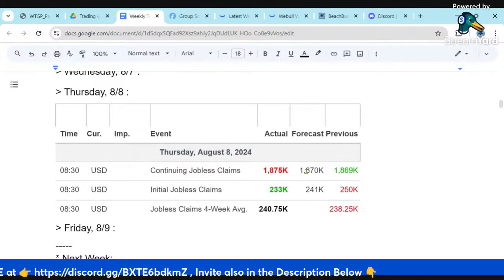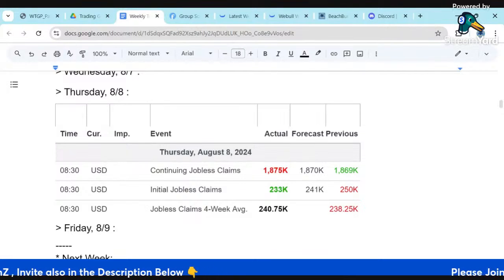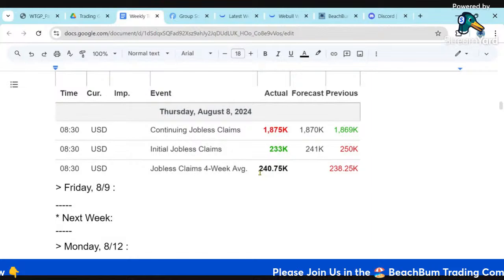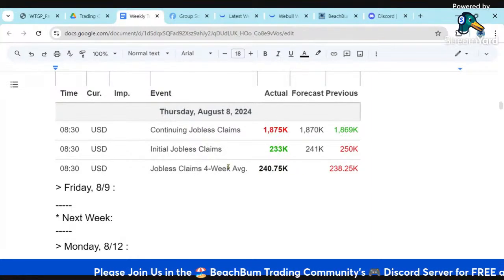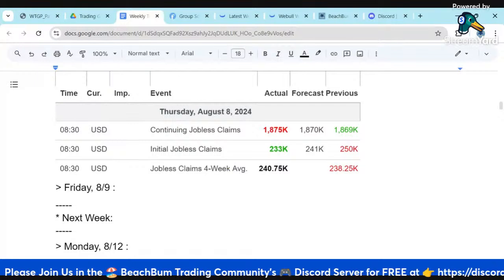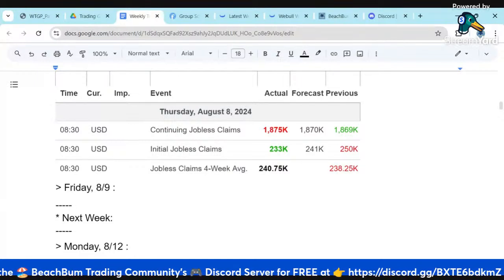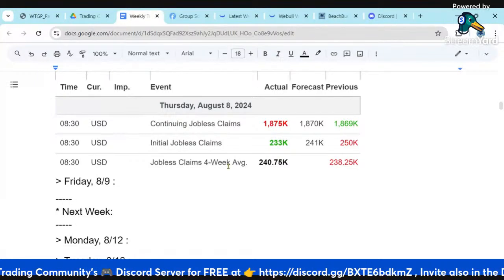Continuing claims a little higher than expected. So fewer layoffs, but people are finding it a little bit more difficult finding new jobs, and the 4-week average went up a little bit as well. So again, some weakening in the job market, but not dramatic like we saw last week. I think that'll be important again this week.